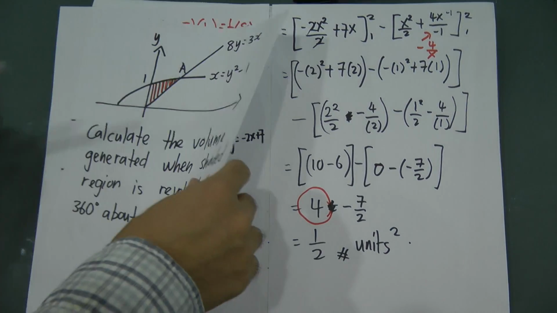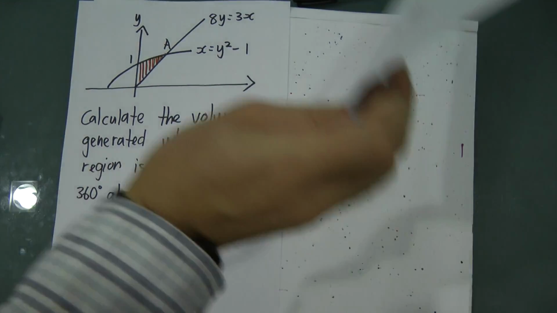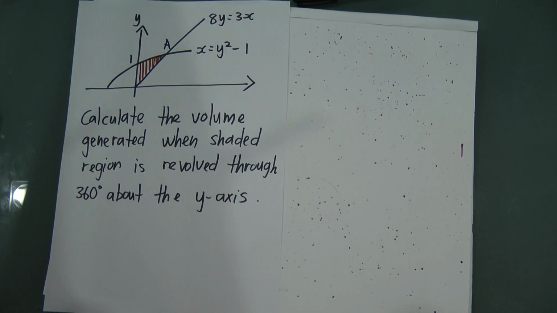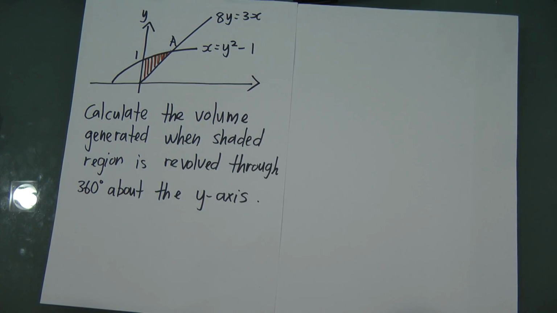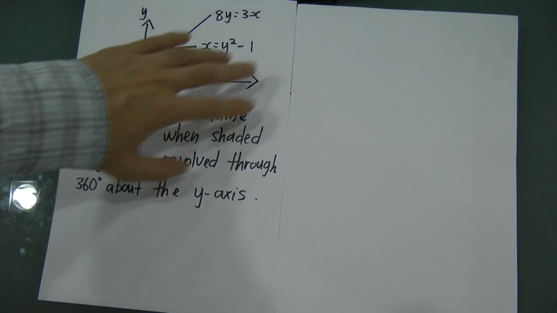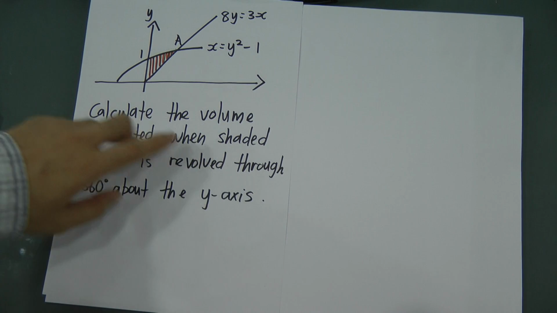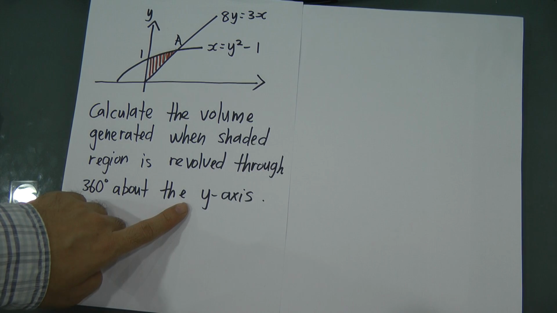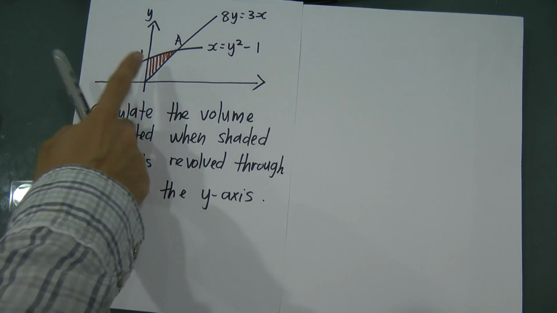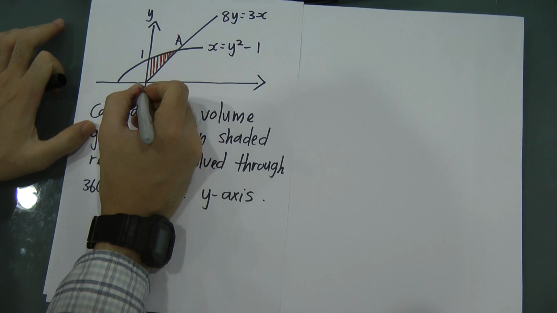Okay, this question. For me, I think this question is not coming out at the SPM level because it's just a little bit too much. But since the student asked me, I will explain this one. Okay, it gives you a diagram and then it says, calculate the volume generated when the shaded region is revolved 360 degrees about the y-axis. It means this shaded region will turn 360 on the y-axis. Okay, so obviously we know this is 0.